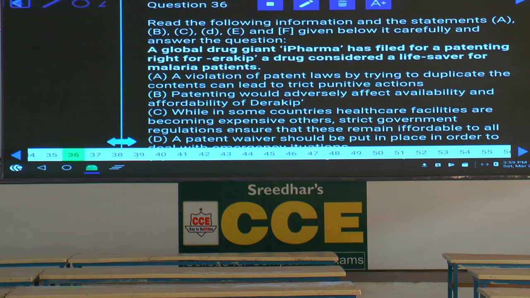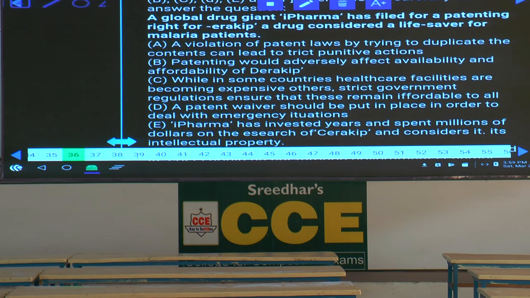Then, coming to question number 36 onwards: a global drug giant, iPharma, has filed for a patenting right for Seraquip. Now, this Seraquip is a drug, okay? Invented by these persons, considered a lifesaver for malaria patients. Now they have discovered this one, and they want to patent it.